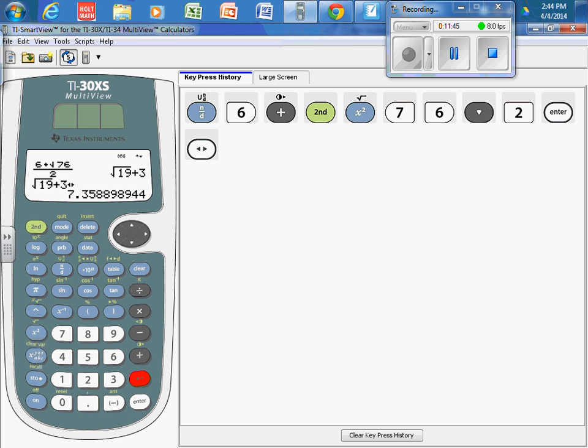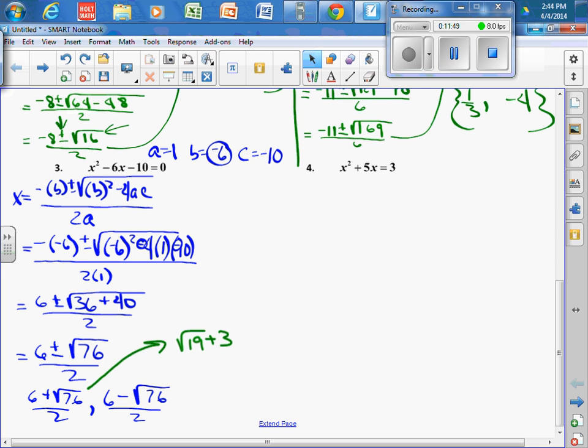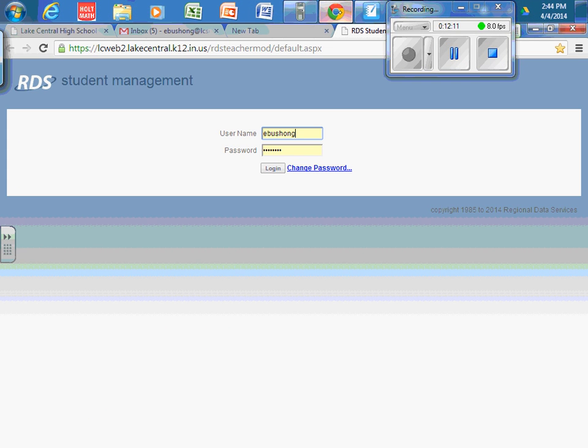7.4. So one of your answers would be radical 19 plus 3, and as a decimal it's 7.4. Your other would be 6 minus radical 76. So let's see what that would be.